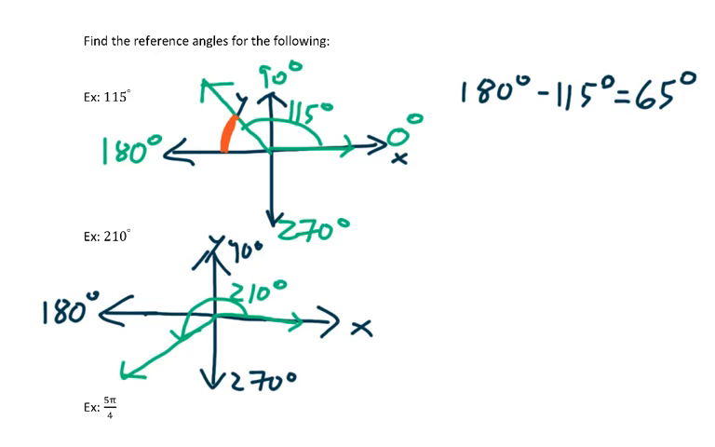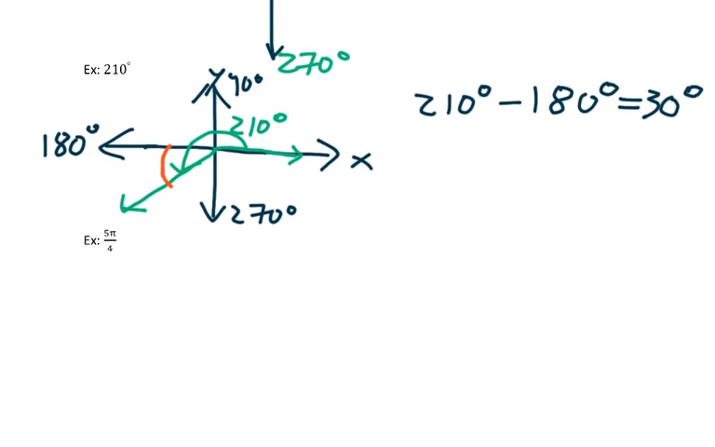Visually, it's going to look like this. Again, it's the angle the terminal side makes with the x-axis, but it has to be acute, meaning it's positive and less than 90 degrees, or in radians, positive and less than pi over 2. So in this case, we take 210 degrees and subtract off 180 degrees because we want this piece. 210 degrees minus 180 degrees gives 30 degrees. So the reference angle for 210 degrees is 30 degrees. Okay, let's do another one.